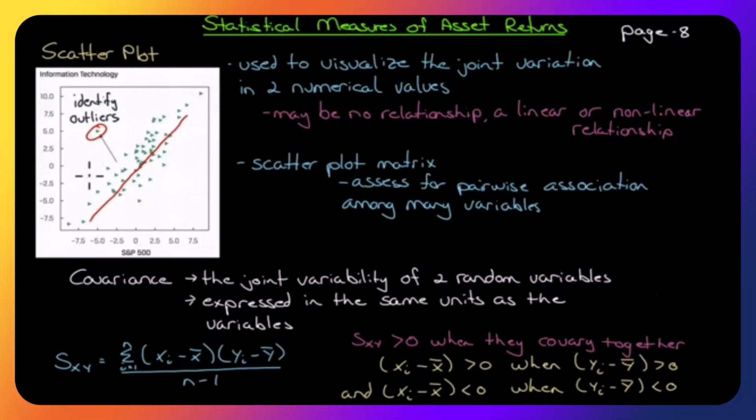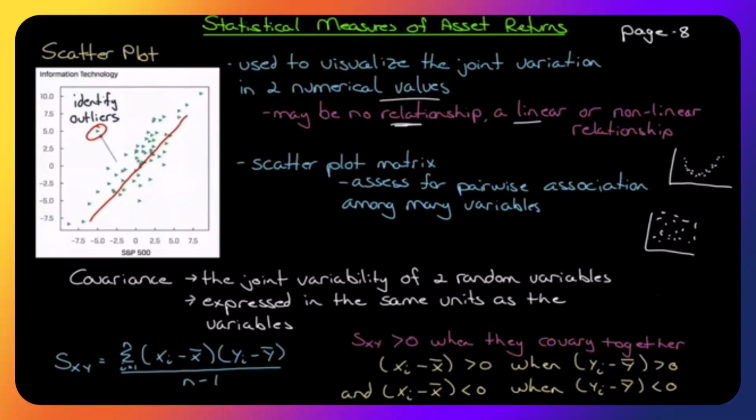And once we get to correlation, we'll see that the outlier can cause issues with correlation. It is sensitive to outliers, so it is important to identify them. The scatter plot is used to visualize the joint variation in two numerical values. Between two values, you may have no relationship. In other words, you have a scatter plot that looks like this. And clearly, there's no relationship there. A linear relationship, which we see here, or a nonlinear relationship, you may visualize something like this. Right? Clearly, we have a nonlinear relationship here.